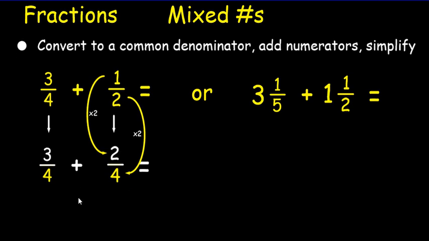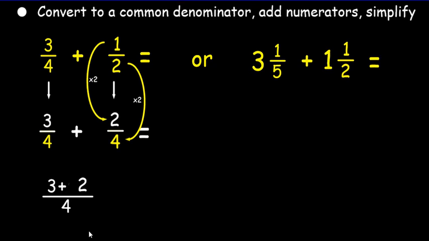Next, we add the numerators. And when we add these numerators, we can just rewrite them as 3 plus 2 over 4. Then we add those together. 3 plus 2 is 5 over 4, or 5/4. And when we simplify, that is equal to 1 1/4. Let's look at the other one.